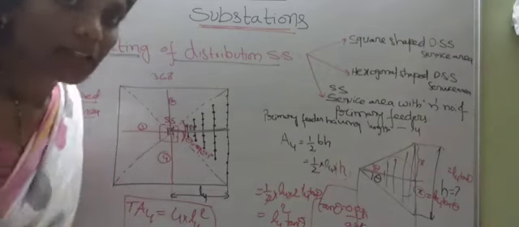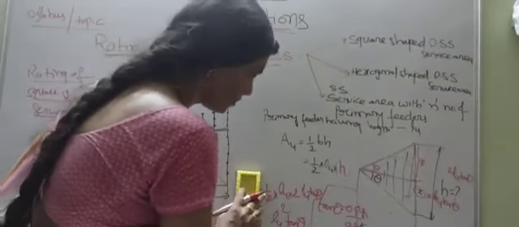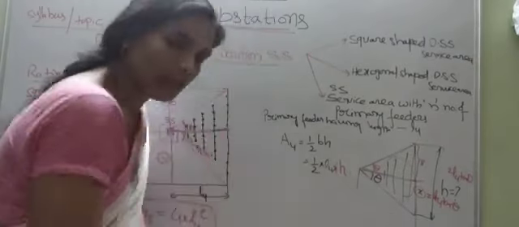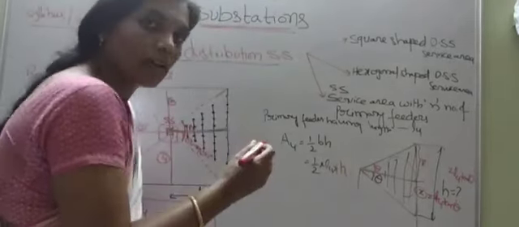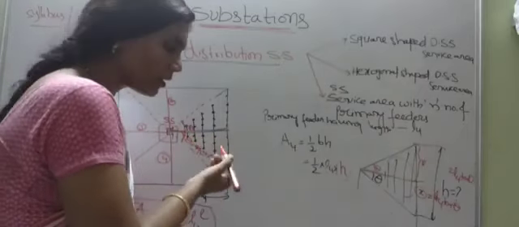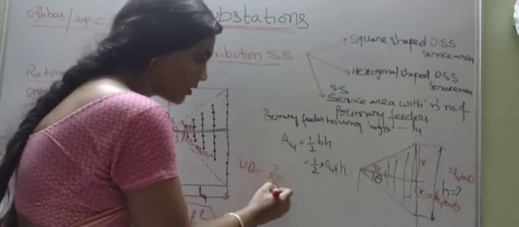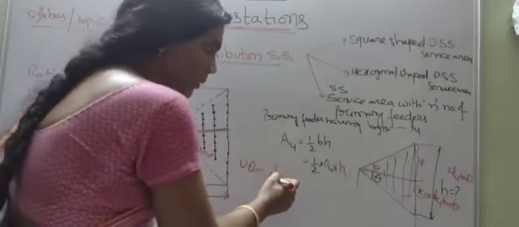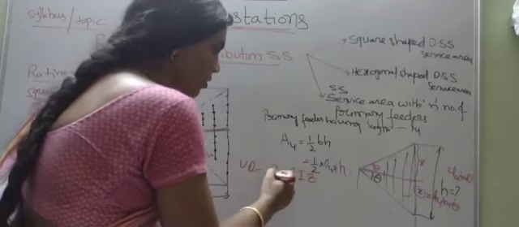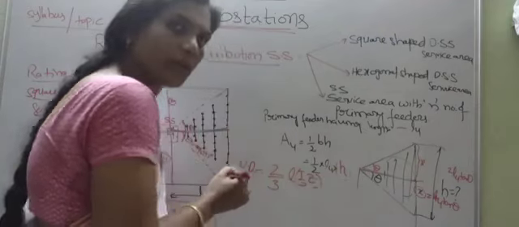Now we have to do the voltage drop calculation. We know the voltage drop for non-uniformly distributed load. The equation is voltage drop of non-uniform load equals 2 by 3 L into I into Z. So the voltage drop is expressed in terms of current into impedance.